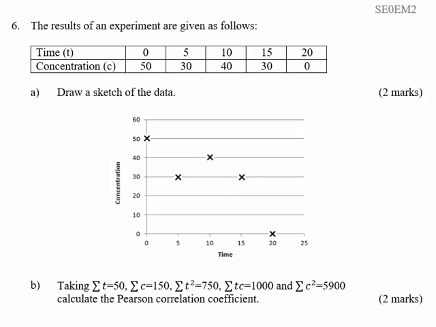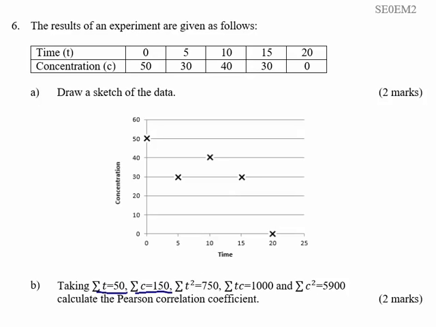Part B. Taking those values as correct, calculate the Pearson correlation coefficient. I never trust anything, so I would check the ones that I can easily do. So sigma t is 0 plus 5 is 5, plus 10 is 15, plus 15 is 30, plus 20 is 50. So that's correct. 50 plus 30 is 80, plus 40 is 120, plus 30 is 150. So sigma c is correct as well. I'm not going to do the others, those two are correct.